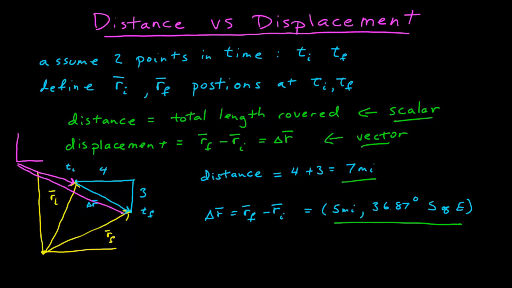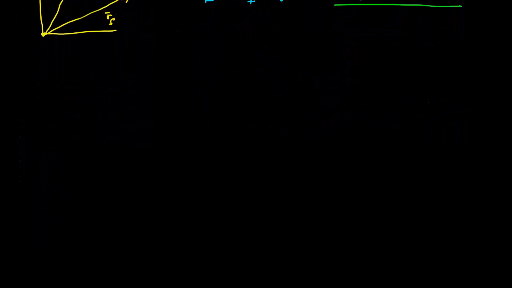There's R1, there's R2, R initial, I should say, and R final. But the displacement vector, the difference between those two vectors, is the same as the difference between our original yellow vectors. The displacement vector is independent of the coordinate system, and it is a vector that points from the initial position to the final position.